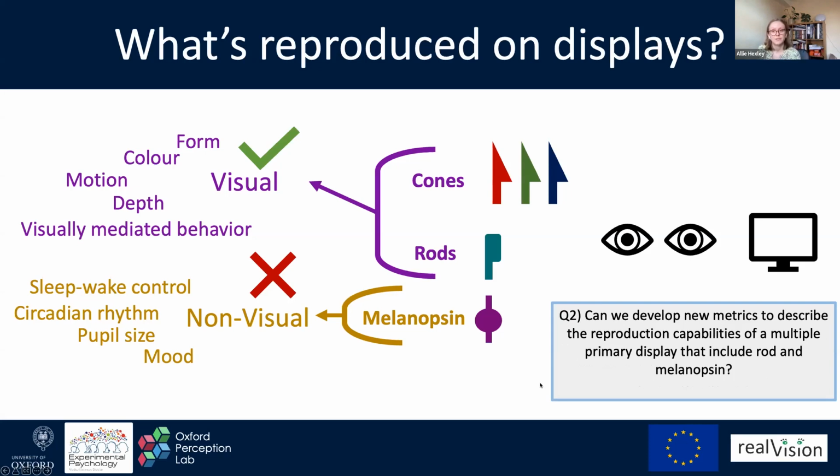And the second pressing question for future multi-primary display design is what metrics can we use to appropriately evaluate these displays that consider the reproduction of rods and melanopsin signals as well as reproduction of the cone signals? And we propose a novel metric as a sort of extension of a color gamut into the 5D photoreceptor space, which we call the photoreceptor signal reproduction metric.